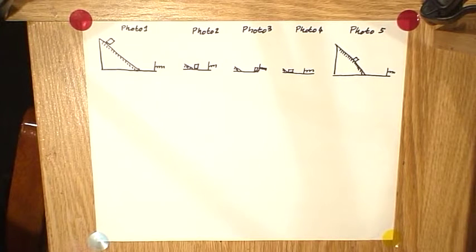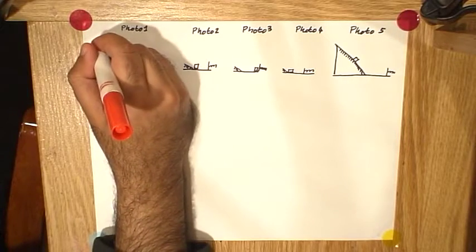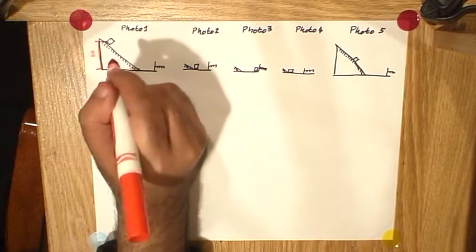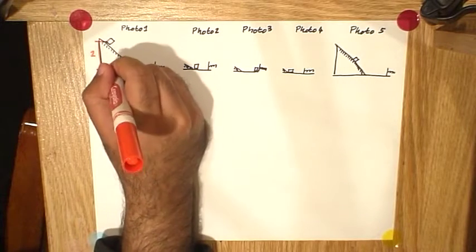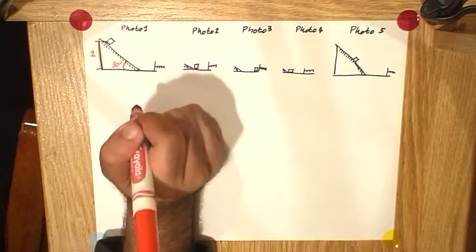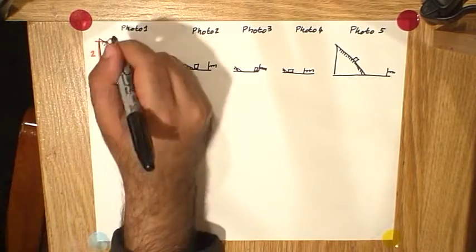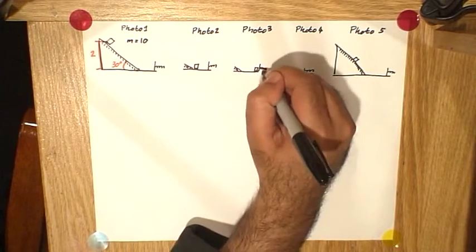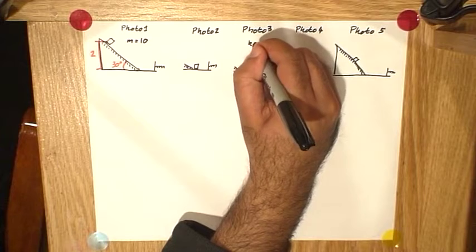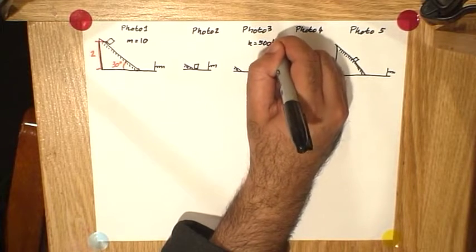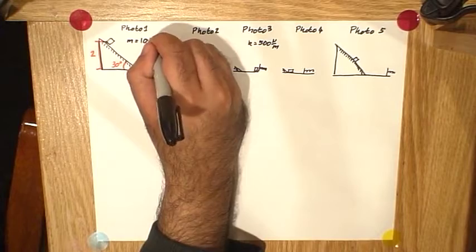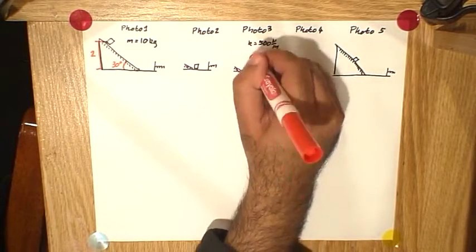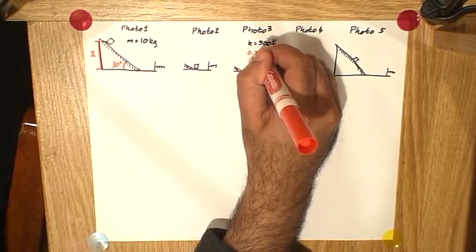Now, let's look at all of the information that we have been told. The initial height of the block is 2 meters. This angle here is 30 degrees. The mass of the block is 10 kilograms. The spring constant is 500 newtons per meter. The compression of the spring is 0.75 meters.